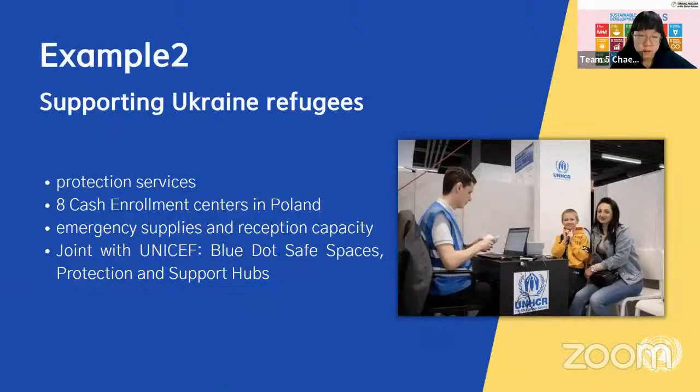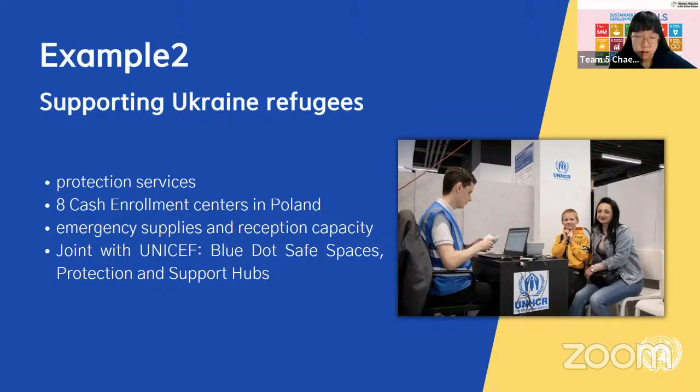The following example is a relatively recent example. The UNHCR is active in helping Ukrainian refugees caused by the Russo-Ukrainian War. Poland was not originally a refugee-accepting country, but it has recently received the largest number of Ukrainian refugees. The UNHCR is working with Poland to help refugees. They are supporting government-led efforts by focusing on protection services, cash assistance, emergency supplies, and reception capacity.